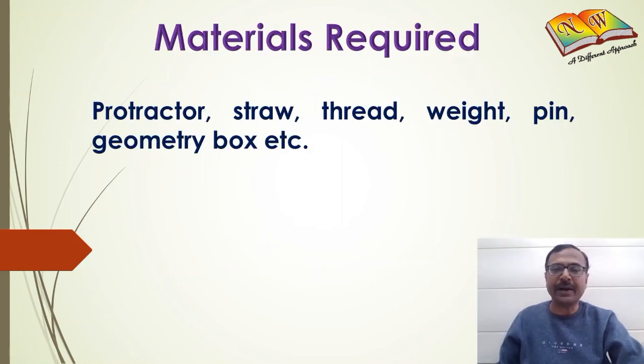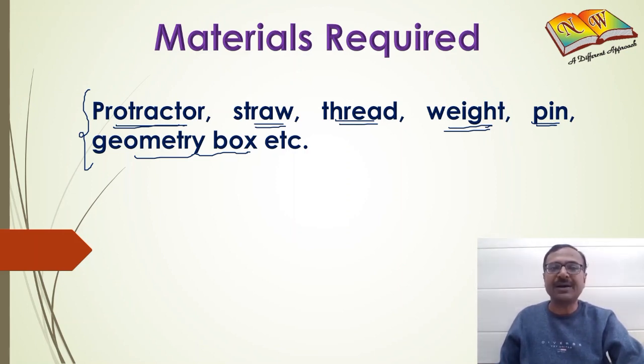The materials required for making a clinometer are a protractor, straws, thread, weights, pin, geometry box, etc. Some basic things are also required which are not mentioned here. Let's see how these materials can be used to make a clinometer now.